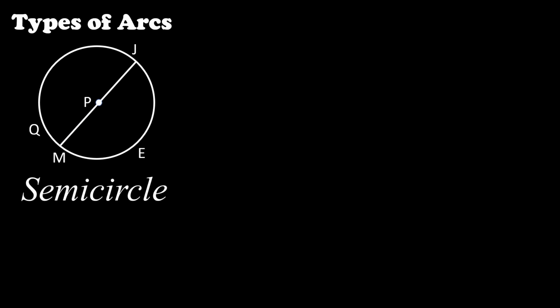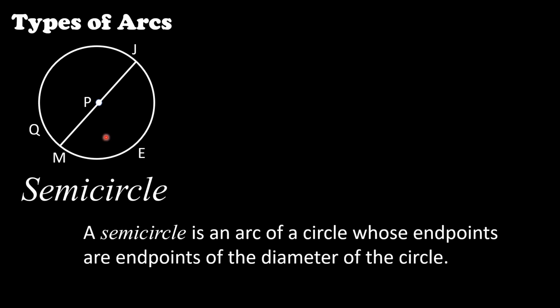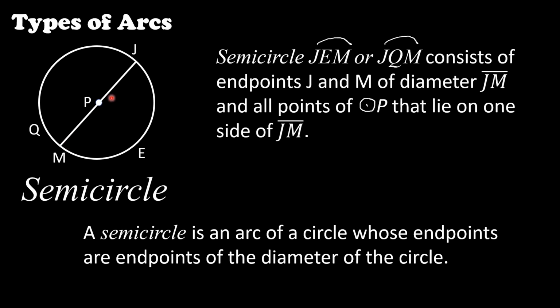Next, we have a semicircle. A semicircle is an arc of a circle whose endpoints are endpoints of the diameter of the circle. In the figure, we have circle P with diameter JM, where points J and M are on the circle. We have semicircle JEM or semicircle JQM, which consists of endpoints J and M of the diameter JM and all the points of circle P that lie on one side of diameter JM.